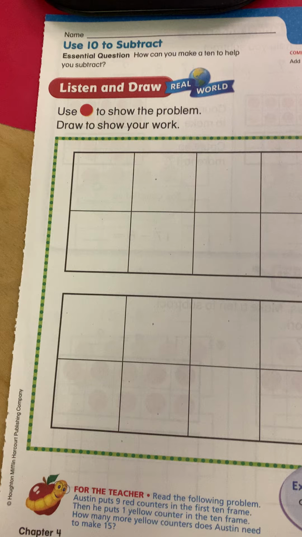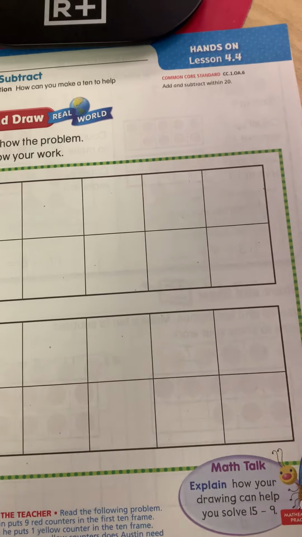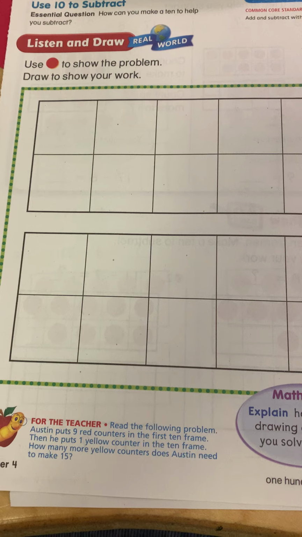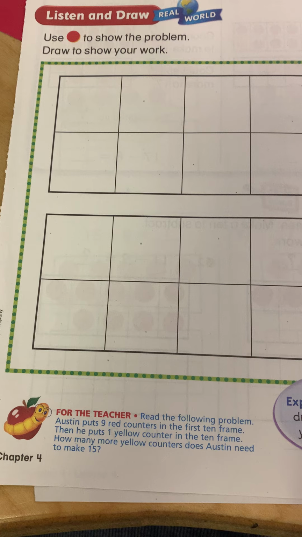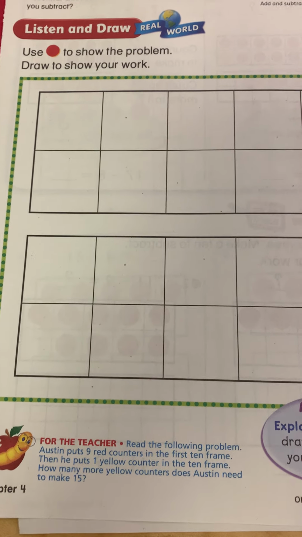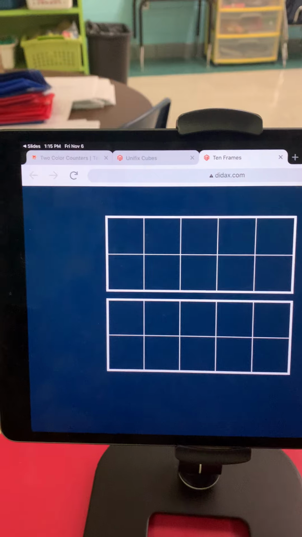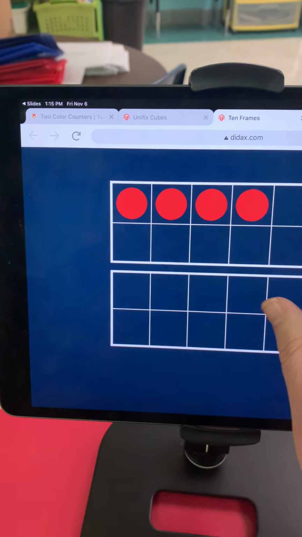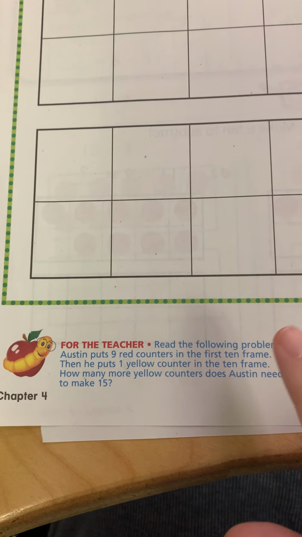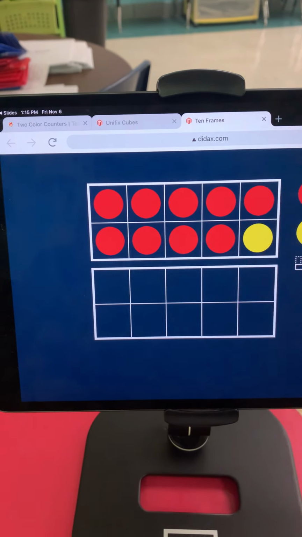So our first problem says, use counters to show the problem, draw to show your work. So, the first page. Austin puts 9 red counters in the first 10 frame. So I'm going to put 9 red counters in the first 10 frame. Okay, so there's my 9. Then he puts 1 yellow counter in the 10 frame. So I'm going to put 1 yellow. Okay.